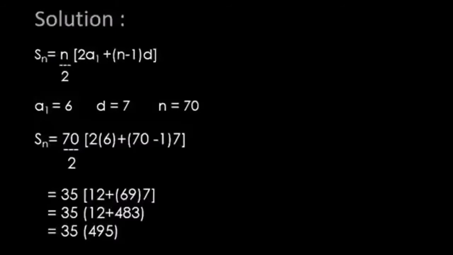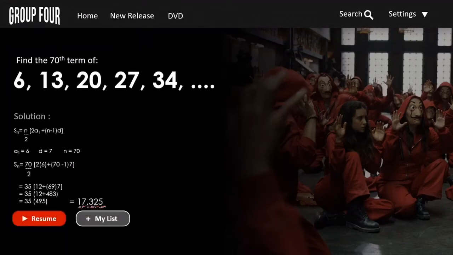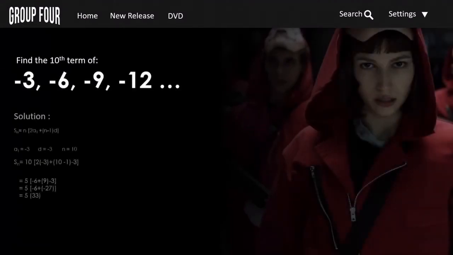After we substitute into the formula, we can now simplify it. Using PEMDAS, we divide 70 over 2, which equals 35. Then 2 times 6 equals 12. Then 70 minus 1 equals 69, times 7. So 35 times the quantity of 12 plus 69 times 7. Simplify 69 times 7 equals 483. 12 plus 483 equals 495, times 35 equals 17,325.